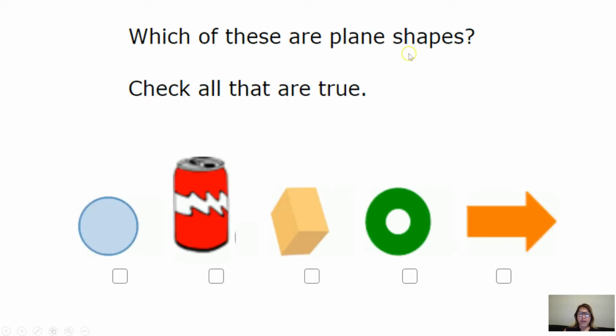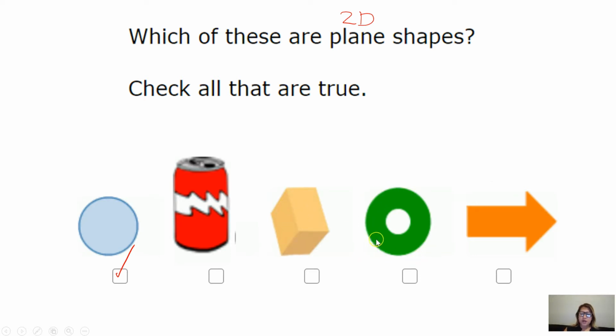Which of these are plane shapes? We have to check all that are true. Remember, plane shapes are 2D shapes, also referred to as two-dimensional or flat shapes. The first one is a circle. It is a flat shape, a plane shape. And the next one is a 3D shape. I believe it's like a soda can. This would be considered a cylinder. This would also be a 3D shape.